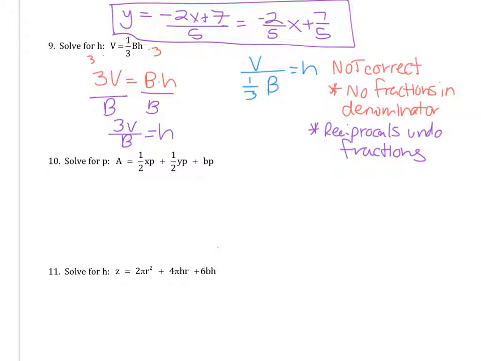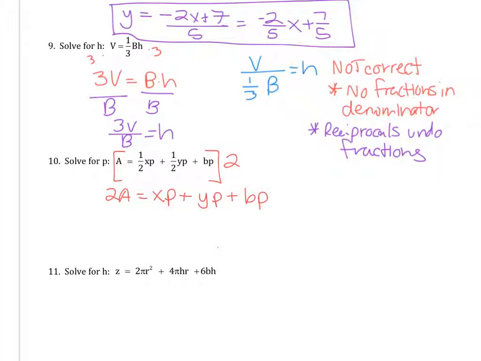Okay, our next one, again, gives us a little bit of a twist. They want us to solve for p, but there's more than one p in the problem, and there's also fractions in this problem. So I'm not a big fan of fractions. I think the very first thing I'm going to do is multiply everything by 2, because that's going to clear out my fractions. So now I've got 2a equals just 1xp plus 1yp plus bp. Now, I suppose you could work with your fractions, but this just looks much more manageable to me.